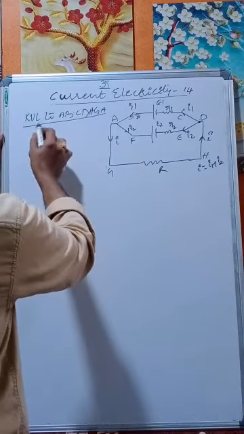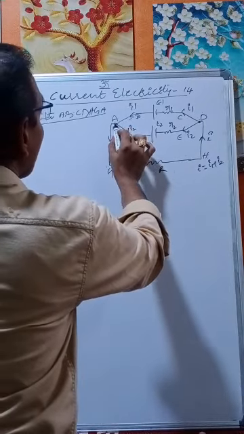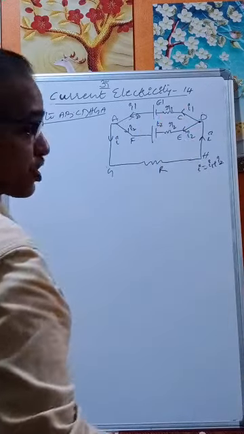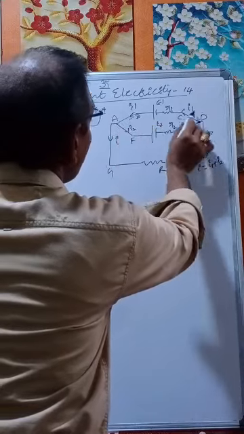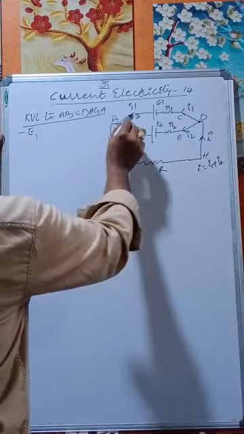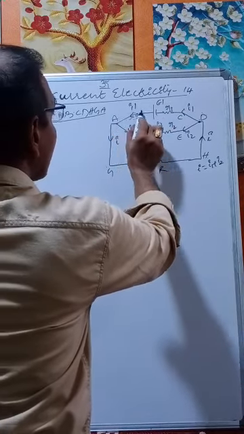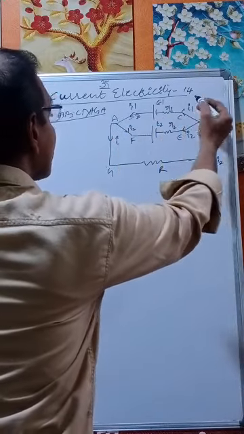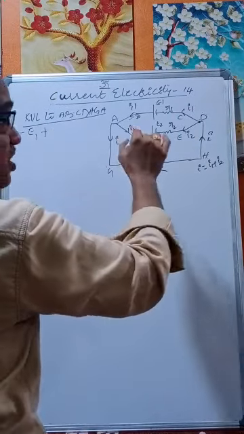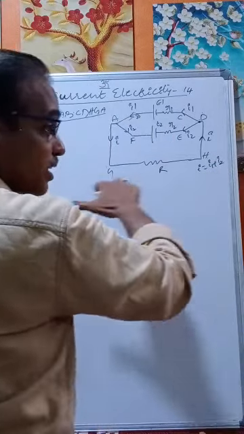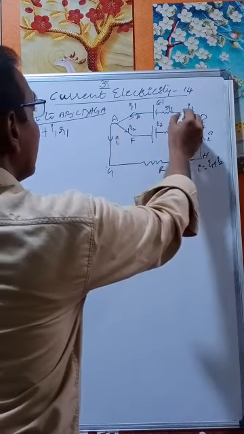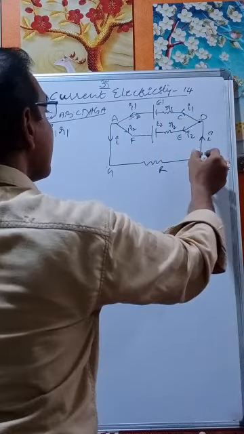Now apply KVL. We are moving like this, from A to B, and there is a drop in the potential. Therefore, minus E1. Then we are moving like this, and current I1 is opposing. Therefore it is taken as positive: plus I1 R1.